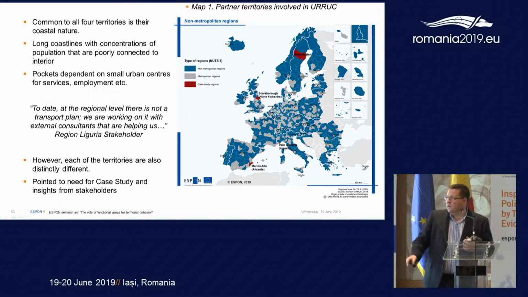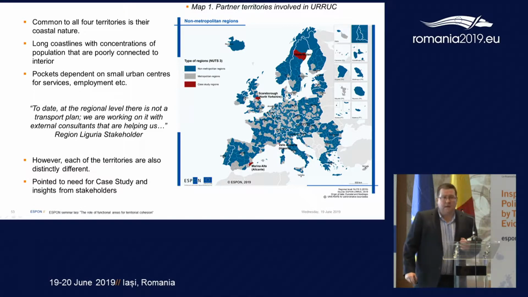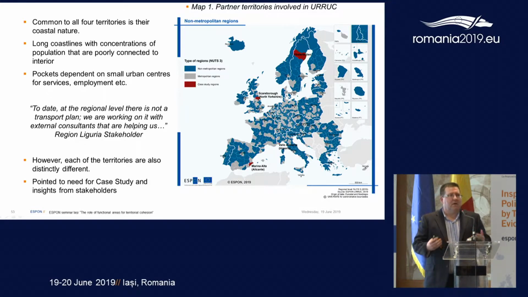There was also, you might not be able to see it that well, Valloria, in the province of Imperia in the region of Liguria in Italy, and then Marina Alta down in Alicante in Spain. All 4 territories had common issues, which is why I think they approached ESPON and asked them to engage in research activity around this.